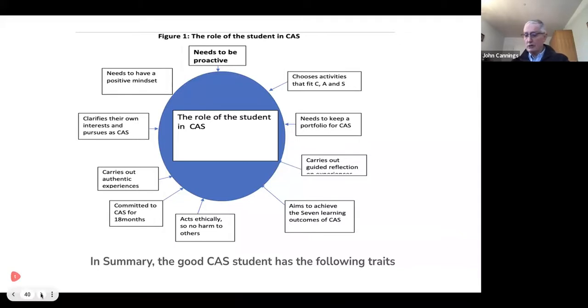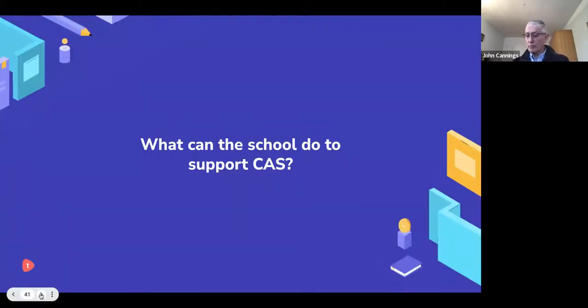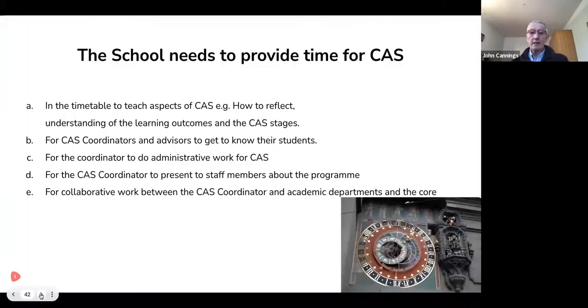So now let's move on to look at what the school can do to support CAS. One of the crucial things that CAS needs is time. It needs timetable time to teach aspects of CAS, for example, how to reflect, the understanding of the learning outcomes, and the CAS stages, among other things. It's important also for CAS coordinators and advisors so they get to know their students. Time is also needed for the coordinator to do administrative work for CAS and to pursue leads for CAS.